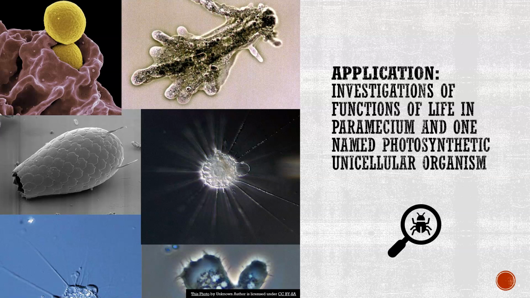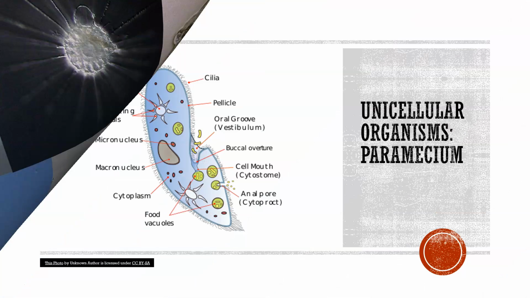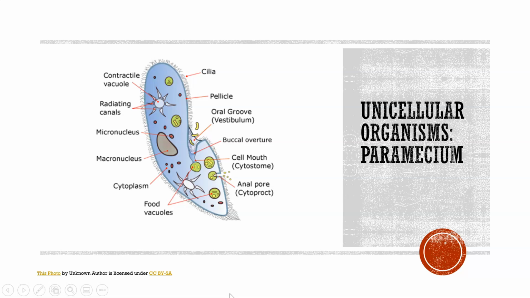Okay, so we're now going to look at one of our application sections of our study guide in 1.1. And here we're looking at investigations of functions of life in Paramecium and one named photosynthetic unicellular organisms. So we're looking at two unicellular organisms here, and we'll start off looking at our Paramecium. So here we have our unicellular organism, our Paramecium. So it's one of your application sections, applications and skills.